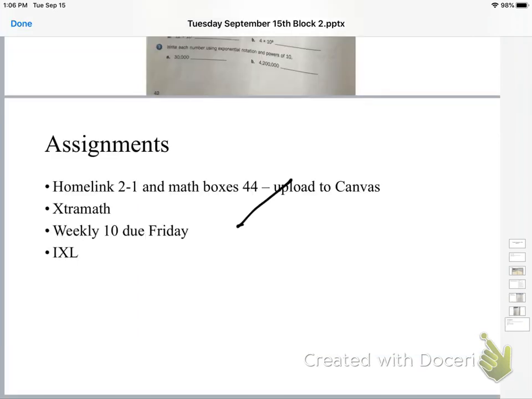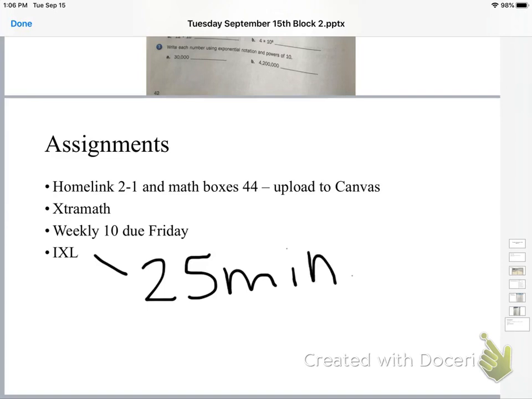All right. This has gotten a little, let me make it smaller so you can see. Okay, so finally, our assignments that you have, home link, so in your home link book, it's home link 2-1. And then you've got your math boxes, page 44, and you're going to upload that to Canvas. You always have extra math every day. And then there's a new weekly 10 that's due on Friday. And then for IXL, we assigned that yesterday, and you have 25 minutes that you need to be doing on Monday, Tuesday, and Wednesday to get that diagnostic of the IXL done.